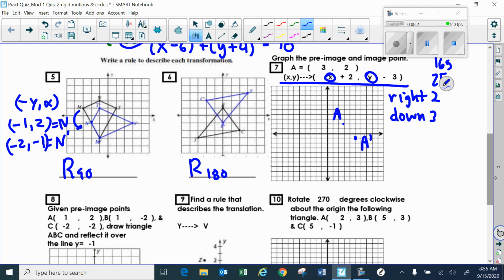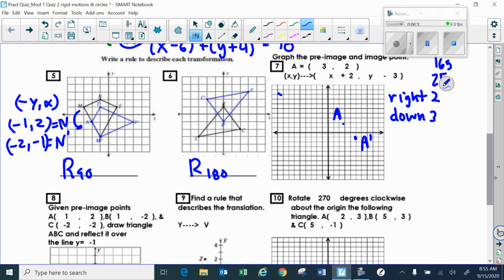Now don't forget, you could also just literally plug the x into there, 3, and you get 3 plus 2 is 5. That's the x coordinate here. Plug the 2 right into there. 2 minus 3 is negative 1.